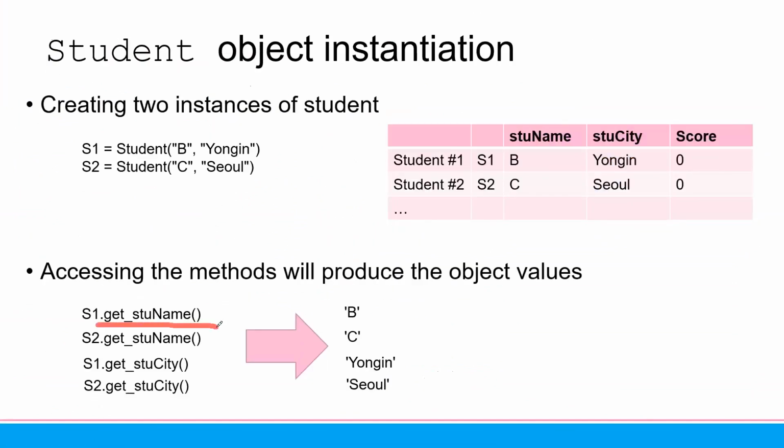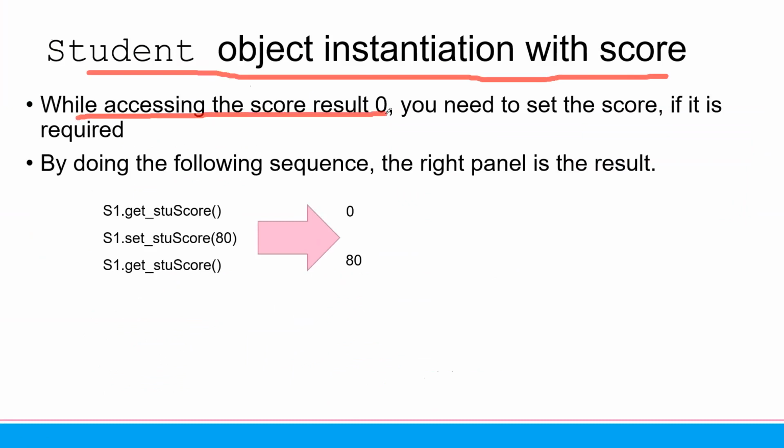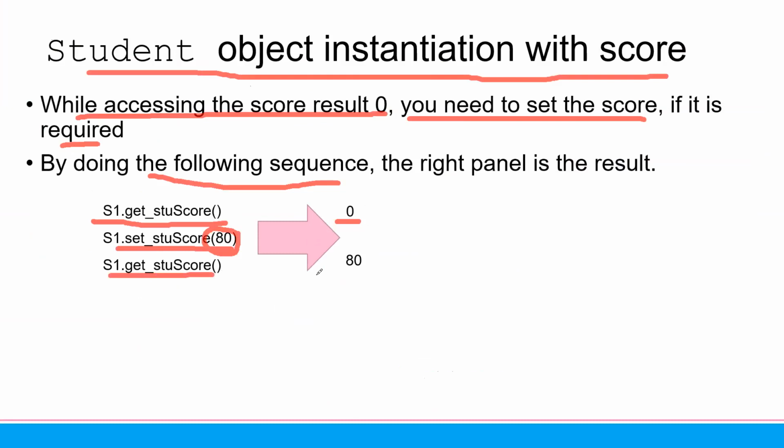So when you access the student name, you will get the student name. When you access the get student city, you will get the city. It depends how you define the variable and the functions. So the student object is instantiated with score. While accessing the score, the result is 0. So you need to set the score if it is required. So if you follow the sequence, when you get the score, it is 0. When you set the score to 80, nothing will be shown. But actually, Python will update the variable from 0 to 80. And then when you get the score, it will become 80.